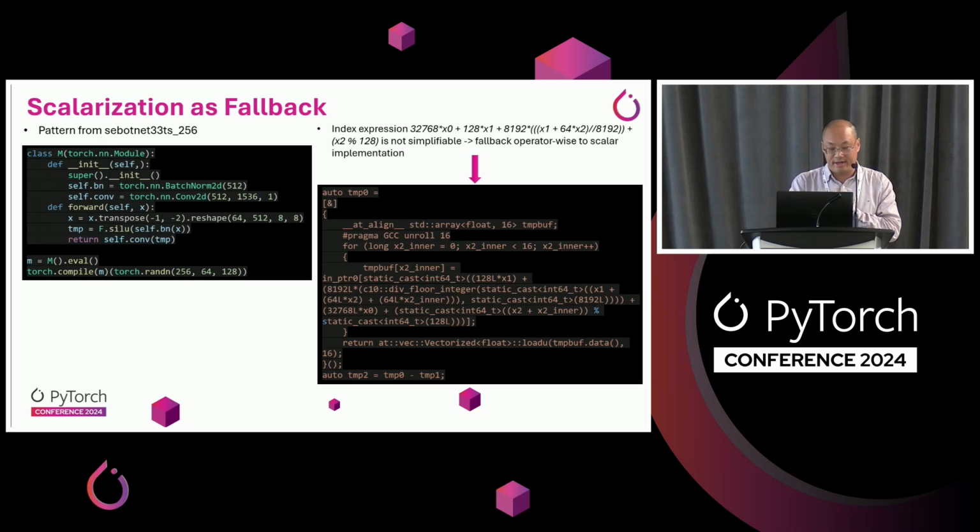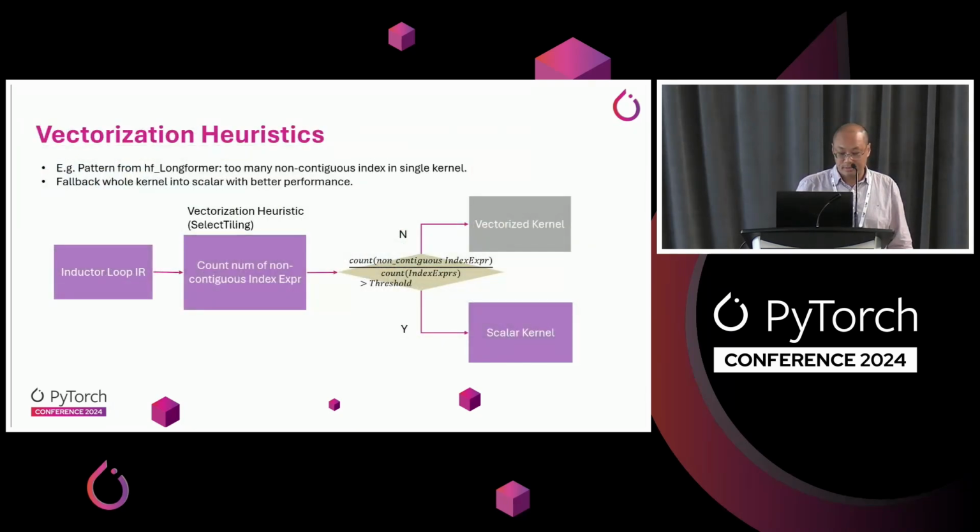So if finally the index expression cannot be simplified, or the indirect indexing depends on the loop variable, we have to resort to scalarization, where we gather and scatter the scalar values inside the inner loop. We try to minimize the scalarization to keep the overall operations vectorized. When the scalarization becomes too frequent, it might hurt performance. So in this case, we fall back to scalar kernels with some heuristics to avoid unnecessary slowdowns.